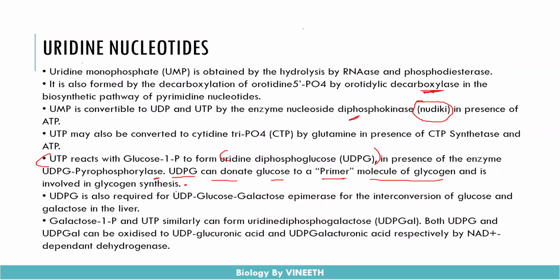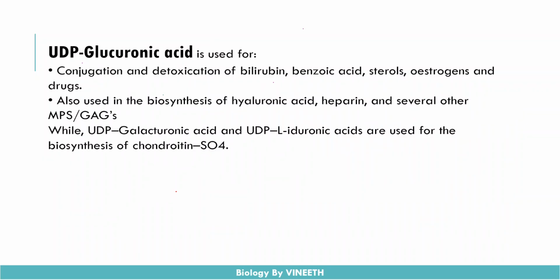These oxidized compounds, glucuronic acid and galacturonic acid, are involved in the detoxification process and in the conjugation process, and also in the biosynthesis of the mucopolysaccharides or glycosaminoglycans. UDP glucuronic acid is mainly involved in the conjugation and detoxification of bilirubin, benzoic acid, sterols, estrogens and drugs. Apart from conjugation and detoxification, it is also involved in the biosynthesis of MPs and GAGs. Mucopolysaccharides can also be called glycosaminoglycans. These are hyaluronic acid, heparin, chondroitin sulfate and so on.